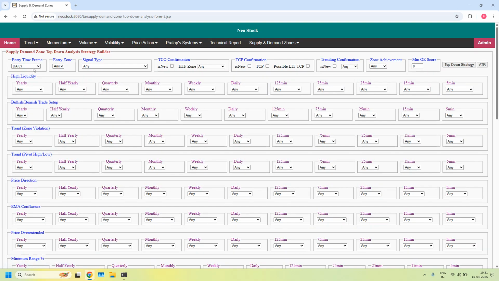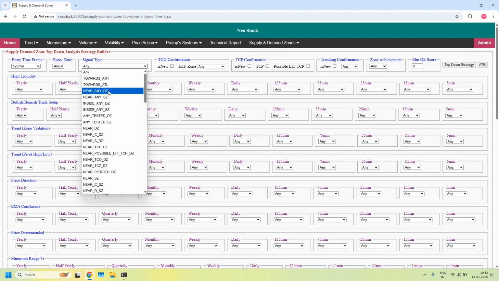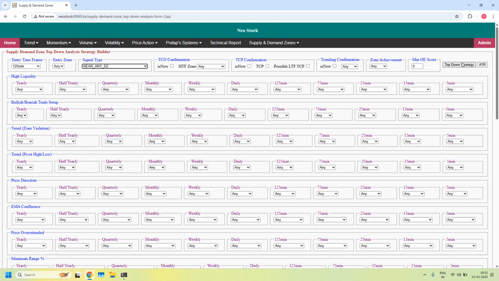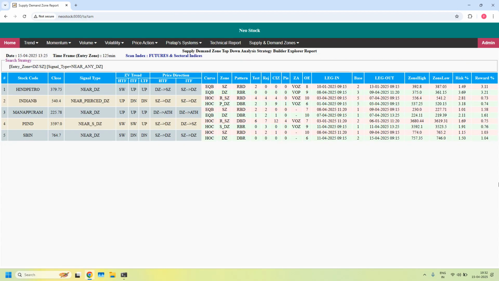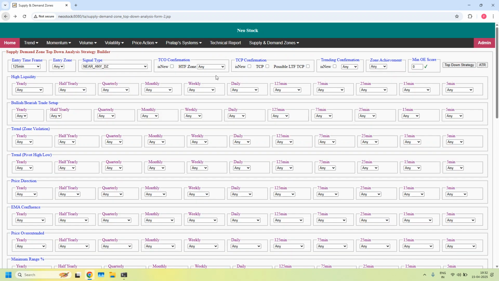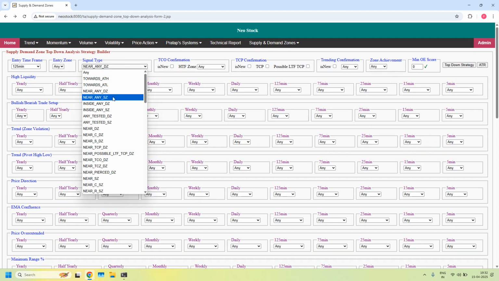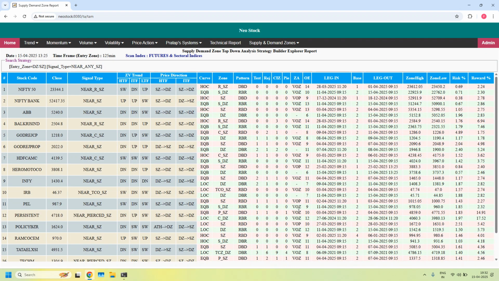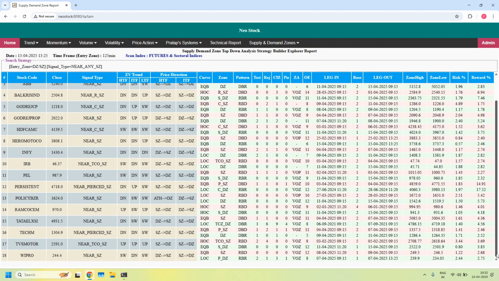Next time frame is 125 minutes. Stocks near 125 minutes demand zone, we got 5 stocks. Next, stocks near 125 minutes supply zone. First 15 stocks in the list. Scrolling the list down, we got 18 stocks.